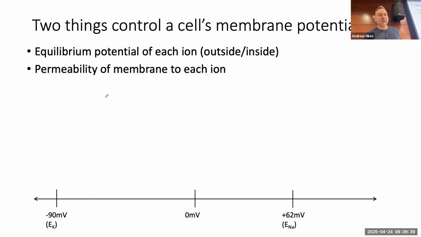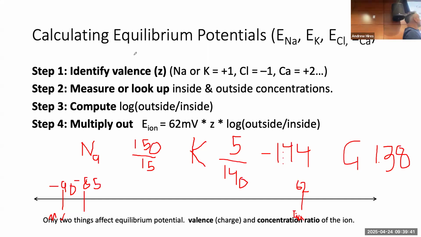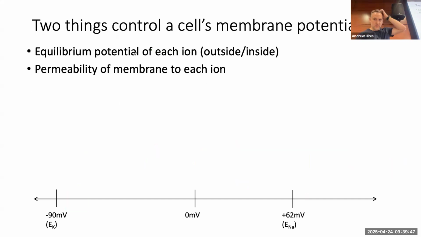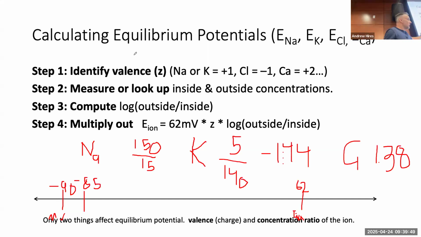So that's how we're going to get equilibrium potential. We just need to know outside divided by inside. Take the log of that, multiply by valence, multiply by 62. So each ionic species has its own equilibrium potential. That's the place where the ion's not going to move anymore. That specific ion's not going to move anymore if you have the membrane potential at that level.